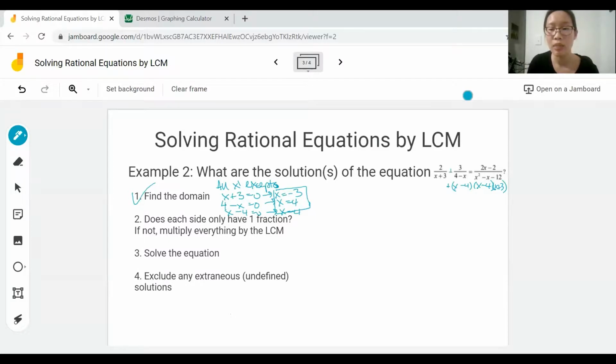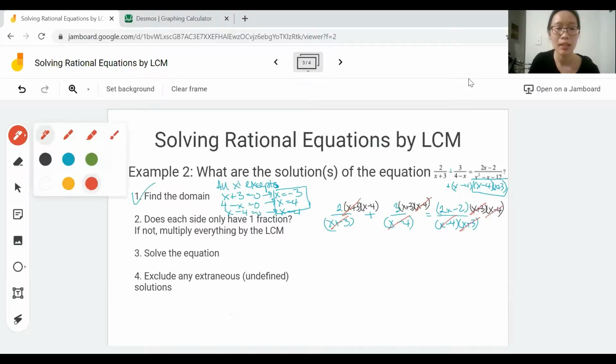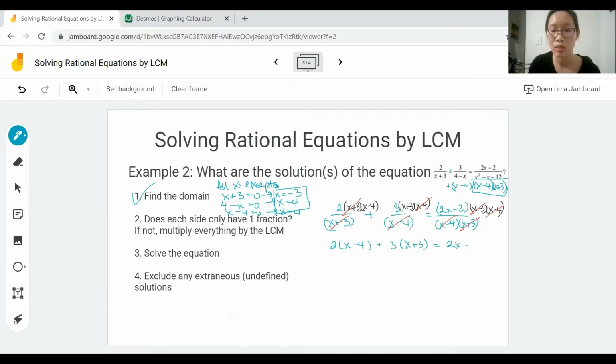And so that means my denominators are x plus 3, x minus 4, and x minus 3 times x plus 4. And that means my trinomial, this is my least common multiple. So I'm going to rewrite this and multiply all my terms by that LCM. Once I've multiplied all my terms by my least common multiple, I can start canceling. So my first term, my x plus 3's cancel, my second term, my x minus 4's, and my third term, all of them cancel. So that means I am left with 2 times x minus 4 plus 3 times x plus 3 is equal to 2x minus 2.